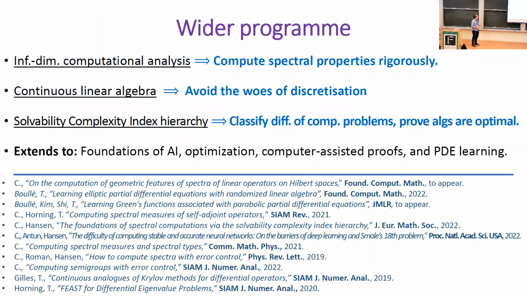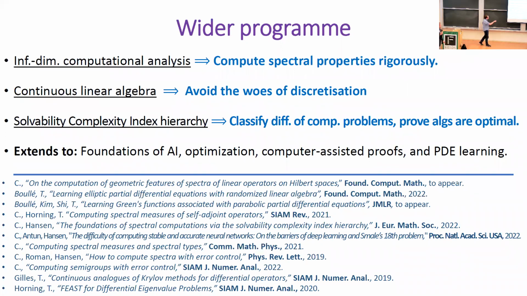Okay, so to wrap up, this is actually part of a wider program on infinite dimensional computational analysis and related things. So this allows you, for example, to compute spectral properties rigorously. So there's a bunch of papers down here that you can read for that as well. So we also have things about continuous linear algebra, which is about avoiding discretization problems when you discretize PDEs and trying to delay discretization as long as possible so you can compute quantities rigorously.